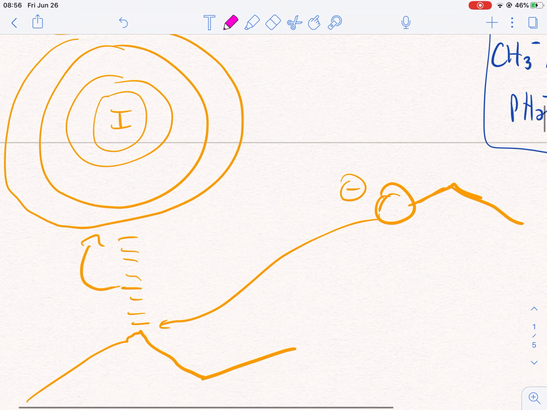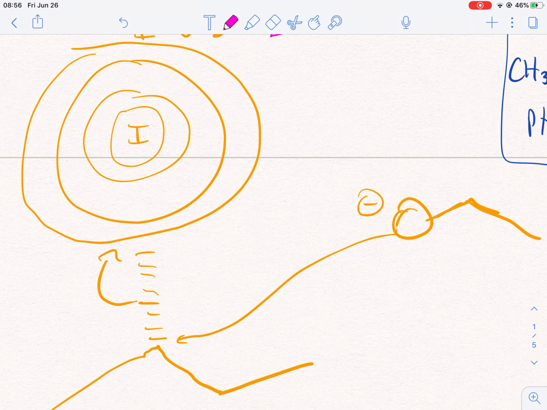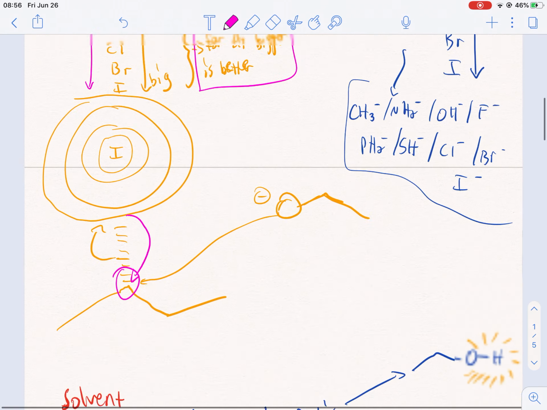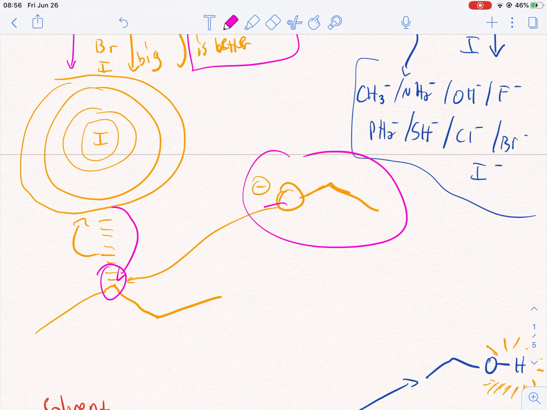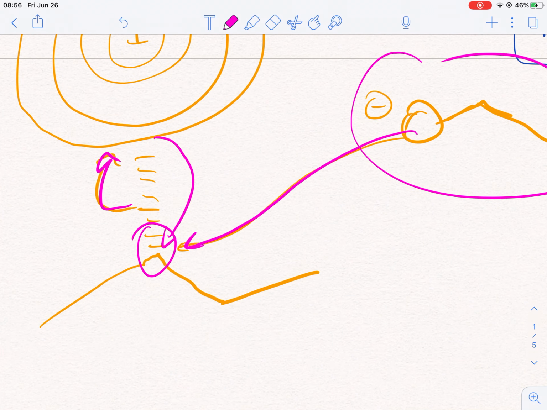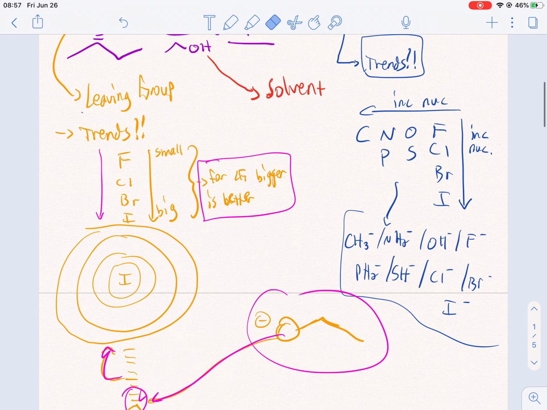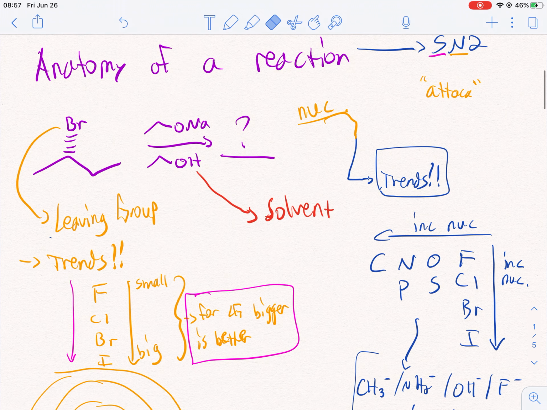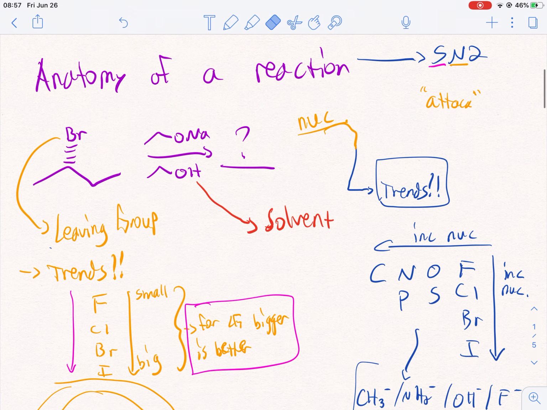If you have iodine as a leaving group, iodine is very, very big. As you can see, there's a lot of space between iodine and this carbon because of its size. And because of its size, this nucleophile can easily fit in here and kick off this group. So that's what's important about a good leaving group, when the book or Jermaine or whoever's teaching your organic chemistry class says good leaving group. That's what it means.